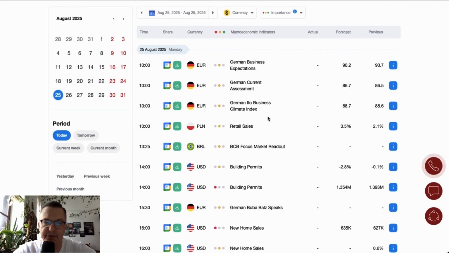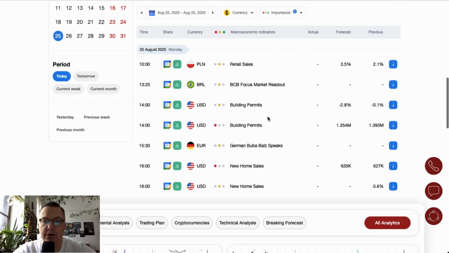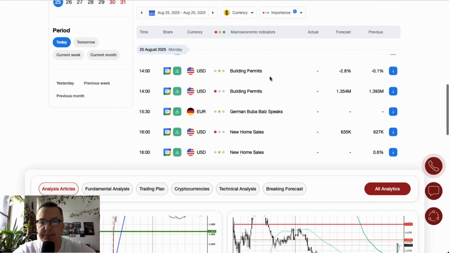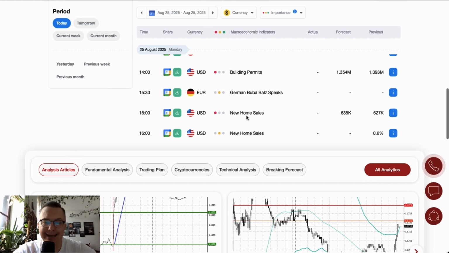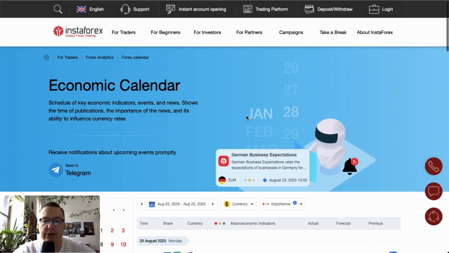We are waiting for the German business expectations, current account and IFO business climate index. This data is scheduled for release at 10 o'clock. At 10 o'clock as well, retail sales from Poland are scheduled for release. During the US session, we got the building permits scheduled for release at 2 o'clock, and then speeches from the German Bundesbank's Balz scheduled for release at 3:30, and then new home sales data from the USA scheduled for release at 4 o'clock. So without any further ado, let's switch to the chart.